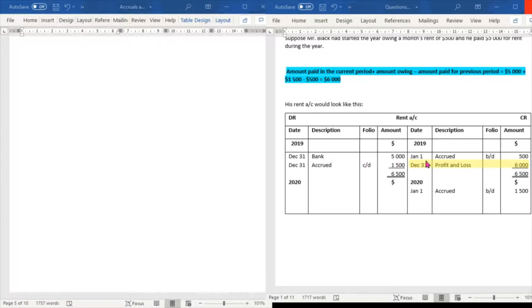So if you did not know how much to transfer to the profit and loss account, and you have all the other pieces of information, all you would have to do is just balance the account, and the missing item is what will be needed to balance the account. Okay, so you would end up with the amount to be transferred to the profit and loss account being $6,000.